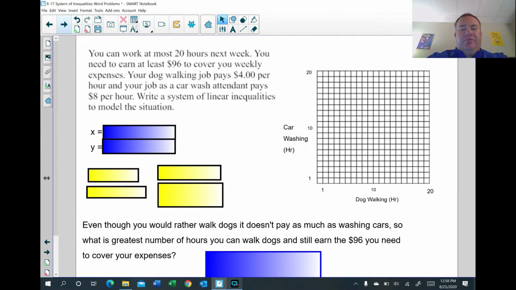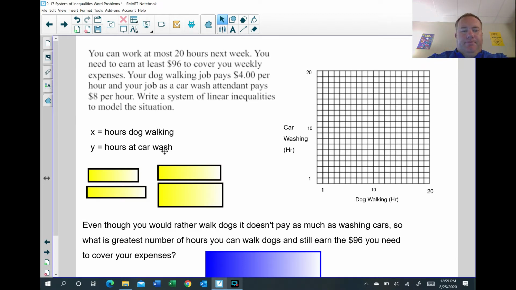Now, as we've talked about before, you need to identify your independent and dependent variables, so your x and your y. As you look over here on mine, I've kind of given you a hint. The two things I don't know are how many hours I'll walk dogs and how many hours I'll do car washing. I've designated dog walking as my independent variable, so the x coordinate. Car washing is your y-axis, my dependent variable.